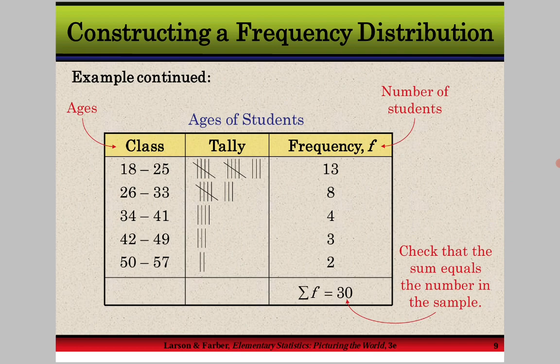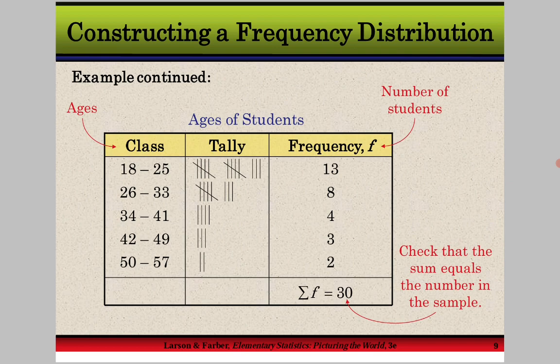So this is the table. The first column is the class. In the previous slide we saw how to find the class intervals, that is 18 to 25, 26 to 33, 34 to 41, and so on. Next is the tally. In the tally column, we take all the numbers of the sample data one by one, put a tick mark against the particular class interval, and find the frequency.